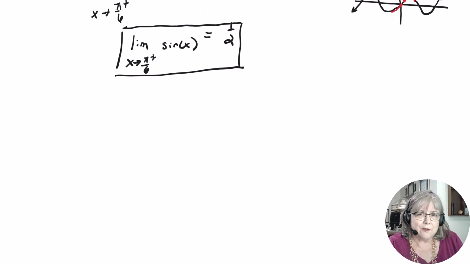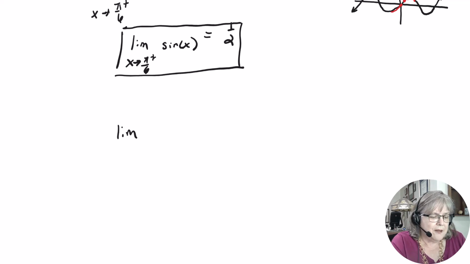That's part of this course. This course is not just teaching you how to find an answer. This course is teaching you how to be precise with your answers and how to be precise with explanations for how you got that answer. Let's try another one. What's the limit as x goes to pi over 4 from the left of the tangent function?